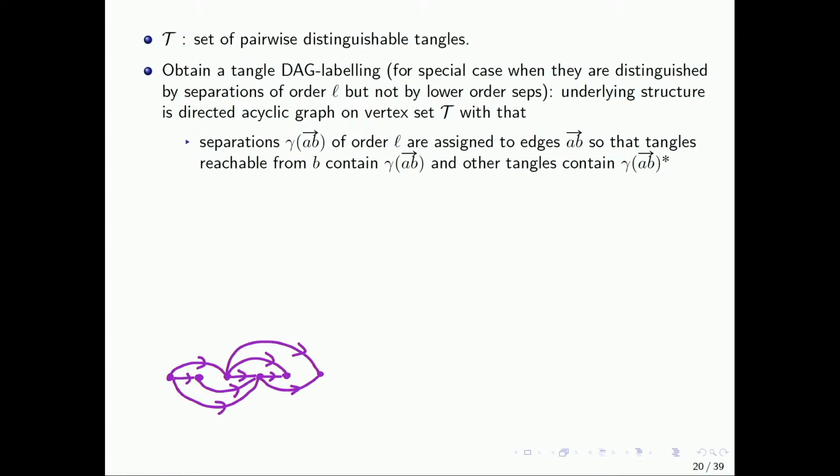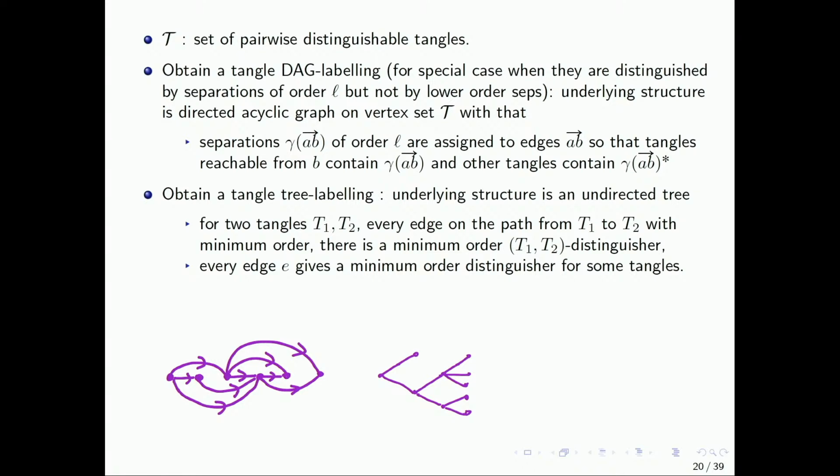So this is written there. The separations gamma AB have order L. Our assignment is that all the tangles which come from B contain this separation, while other tangles contain the opposite of this separation. I have to mention that we first think about the special case where all tangles are distinguishable by separations of order L, but not distinguishable by those of order less than L. So we first think about that special case and then generalize to any pairwise distinguishable tangles.